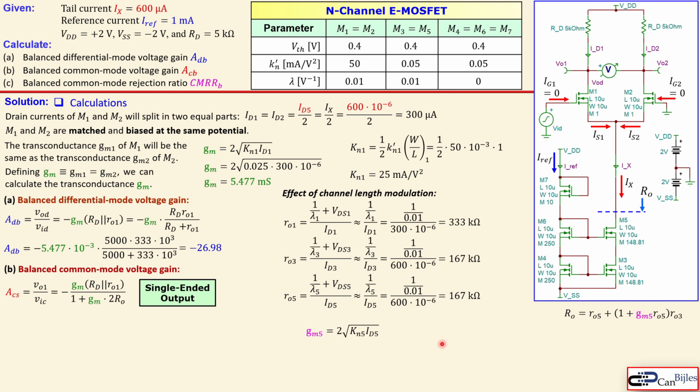So how do we do that? Now you need to use the drain current of this transistor, which is ID5 or IX, which is our tail current. We also need this KM5, so that means the KM5 is similar to KN1 and one half, so 0.5 times KN5 prime times W over L of the M5 times drain current of M5. Now W over L of M5 is here 148.81, so it is not 1, so approximately 149.